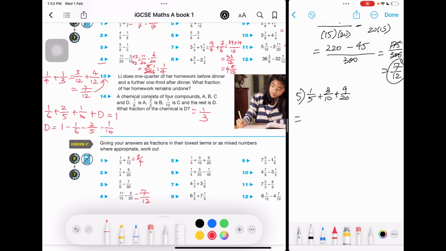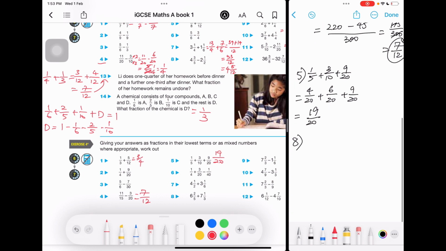How do we get to 20 for the first fraction? You multiply it by 4 over 20. Okay, for the second fraction, you multiply it by 2. 3 times 2 gives you 6, plus the third fraction, you do not have to do anything like that. Alright, so altogether you get 19 over 20. A nice number. Okay, and let's go on to number 8.